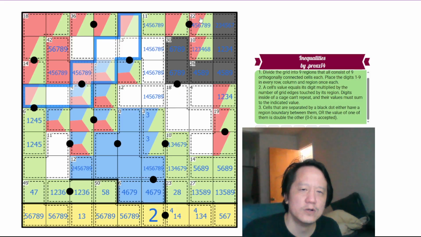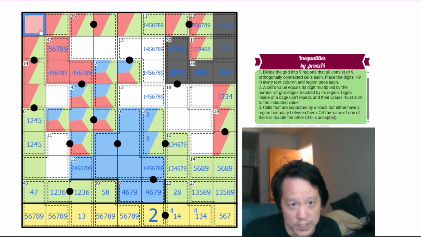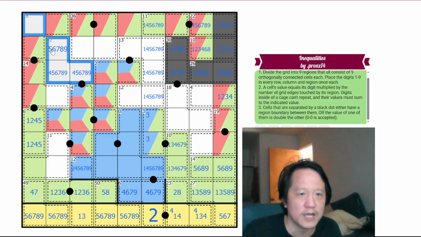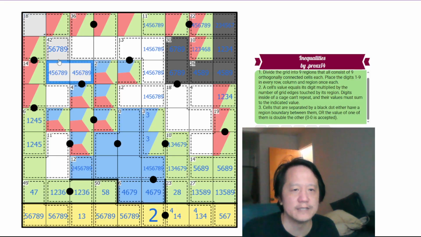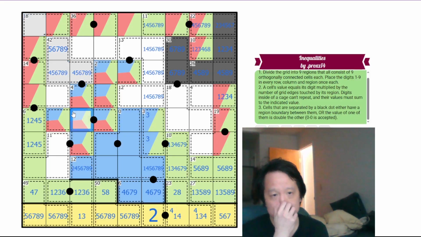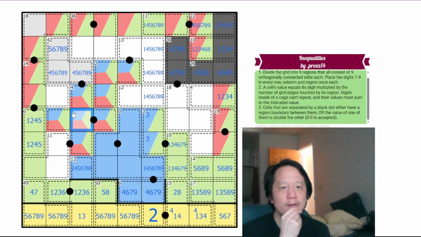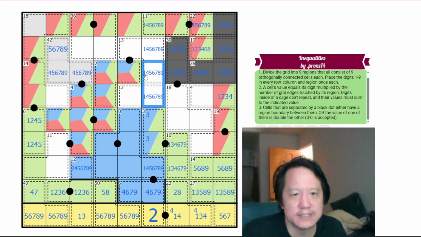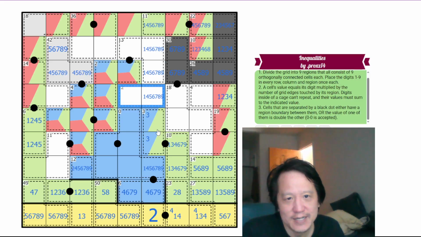So these cannot be part of some other region. They have to be part of this region here. So we know this as a double. These have to be the same region and as a double. That's interesting. Wow. This is really hairy. This is definitely a very hard puzzle.